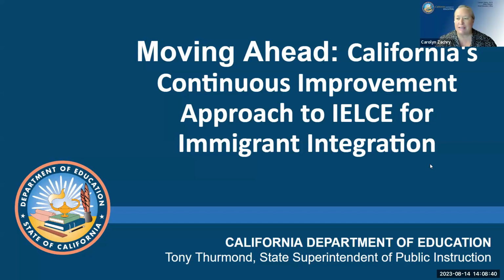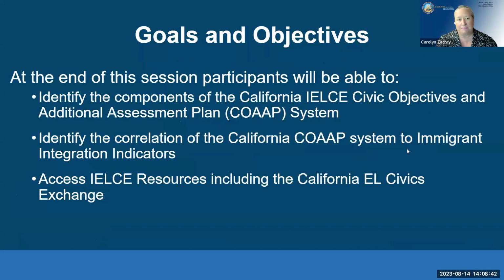And if we can go on to the next slide. So hopefully at the end of my very short presentation here, everyone will have an understanding of what our COAPs are, which are our civic objectives and additional assessment plans, and what that system is like in California. And you'll be able to see which COAPs we have that are specifically correlated to immigrant integration indicators. And then I have a plethora of resources at the end of the presentation that Blair said they're going to make sure is available on the Jamboard. So next slide, please.